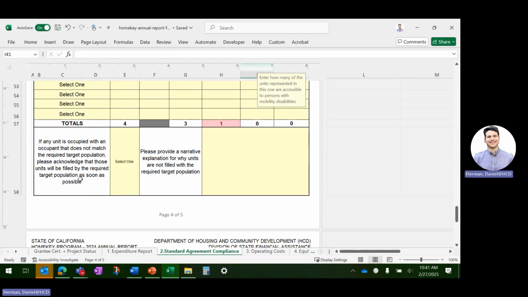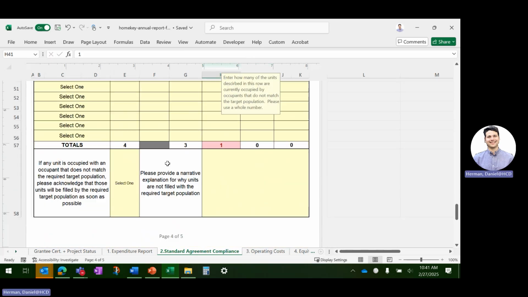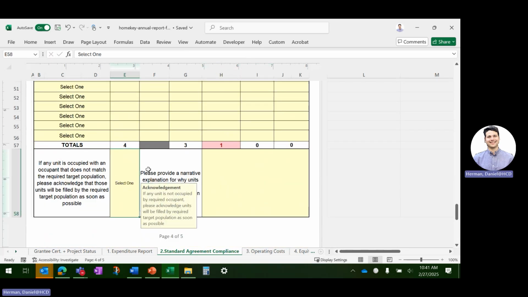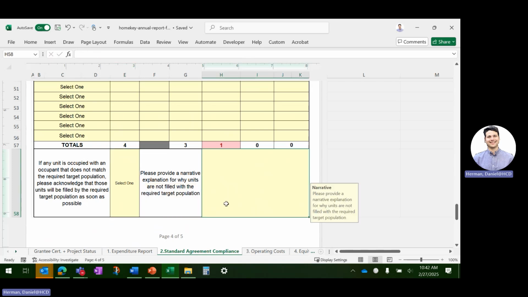Then last, there's these 2 questions at the bottom of the page. If you did select that you have an occupant in a unit that does not match the target population, as we showed up here, please acknowledge that those units will be filled by the required target population as soon as possible. So this is a self certification for you to say, yes, I acknowledge that I will fill my unit with someone from the target population as soon as possible, or you can say does not apply.